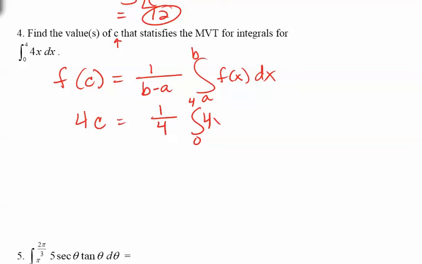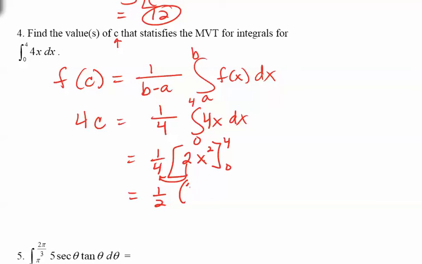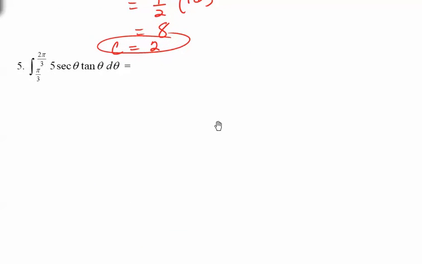And we can quickly do an antiderivative here. This would be raise the exponent to a 2 and divide by it. And if you wish, you could factor that 2 out and then just evaluate x squared from 0 to 4, so that would be 16. So we would like our 4c to be equal to 8, so c should be 2. And again, it falls within our interval from 0 to 4.